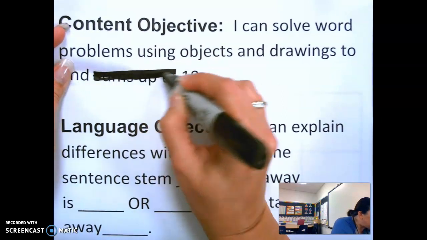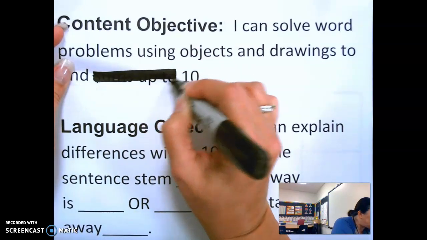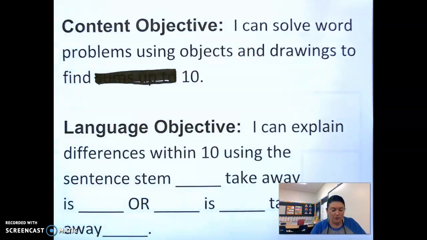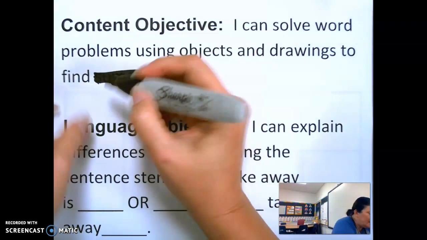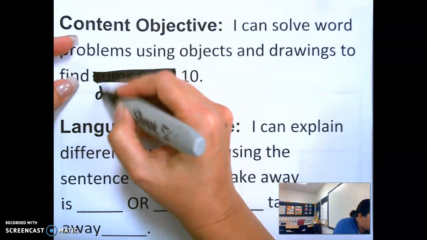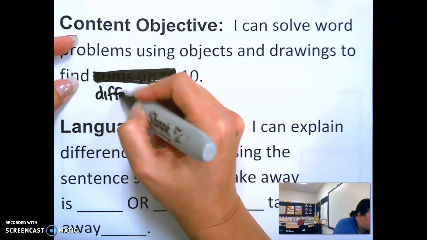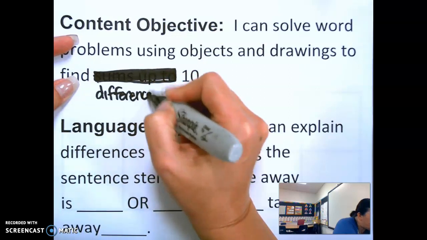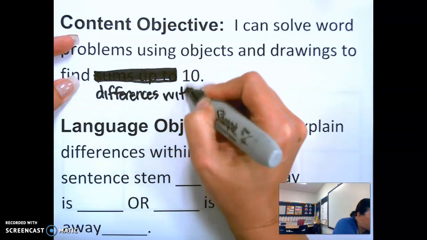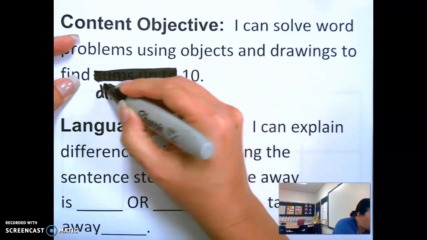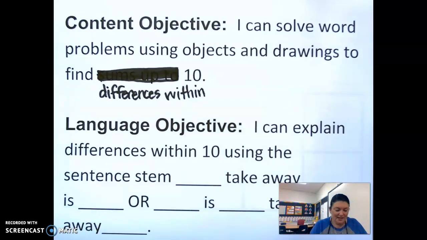Differences. So I'm just going to take this. I'm going to cross that out. And I am going to replace that with differences within 10. Oh, it's kind of hard to write this way, but that's okay. Differences within 10. And remember, differences are the answers to a subtraction problem. Again, mistakes are just one of the habits of a mathematician. We learn from them, and it makes us stronger at math.